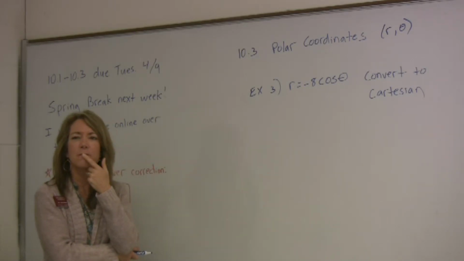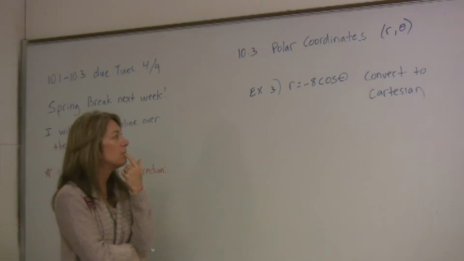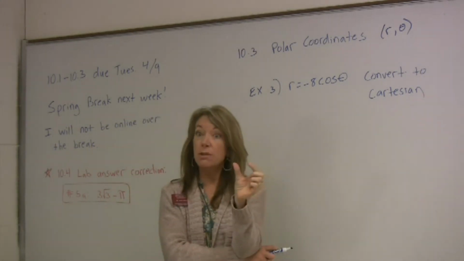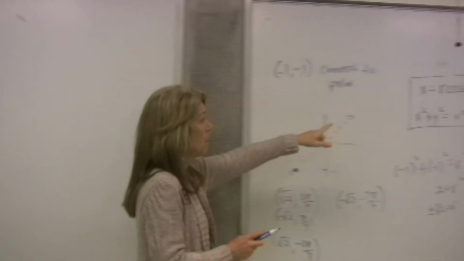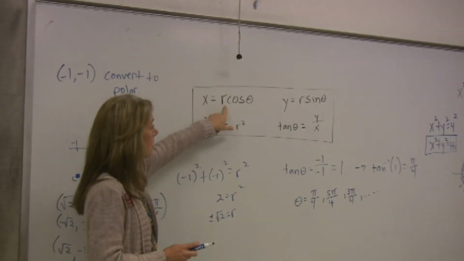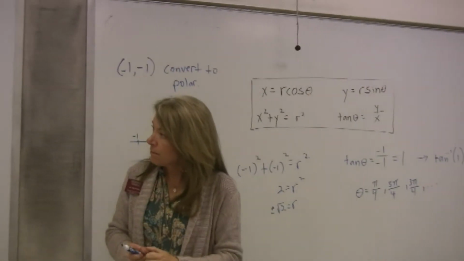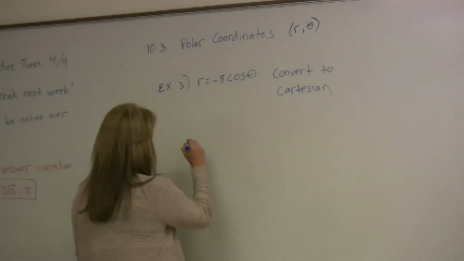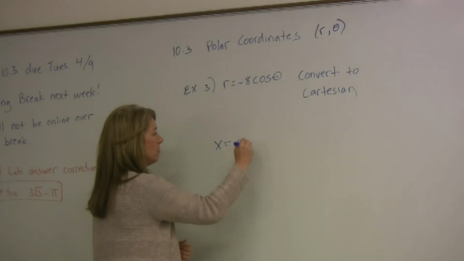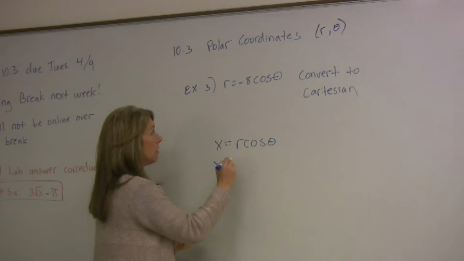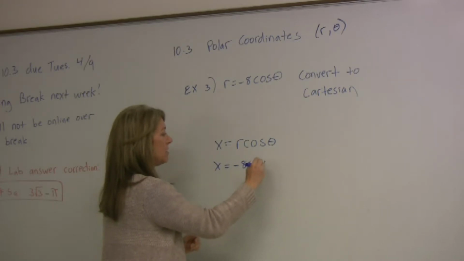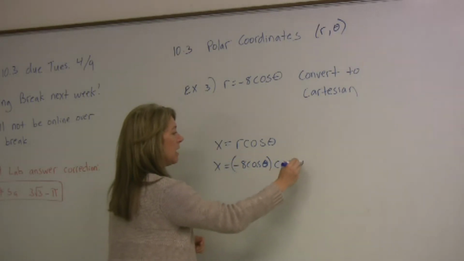Yeah, Zach? Can we plug the r in for the r cosine theta and the r sine theta? So if I had r times cosine theta, then I could replace it with x. Is that what you're saying? Yeah, I just meant the -8 cosine theta times cosine theta and -8 cosine theta times sine theta, if that's what r equals. So you're saying take this equation that tells you r, and then plug it in for r. Okay, I could do that. -8 cosine theta is r, times this other cosine theta. So you guys see what he's saying?